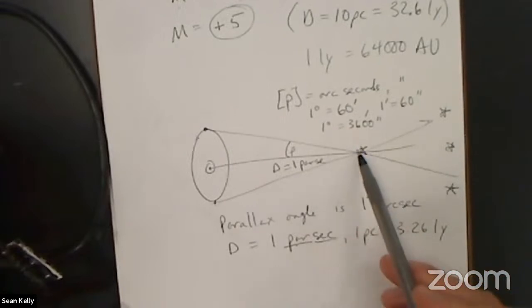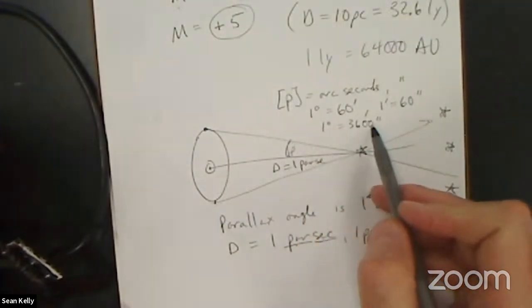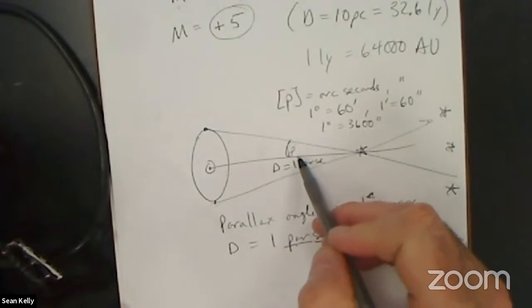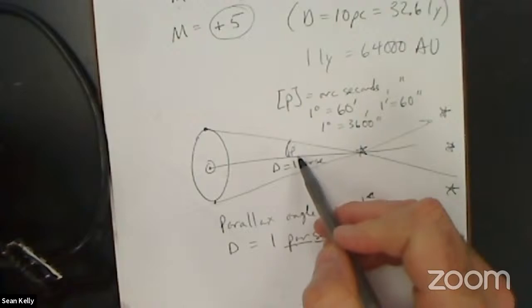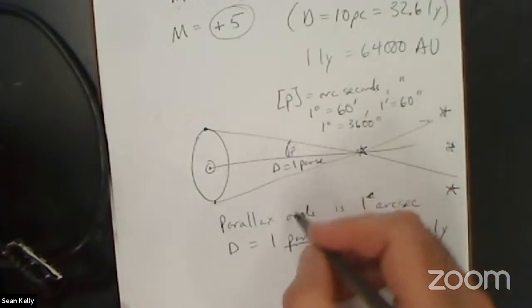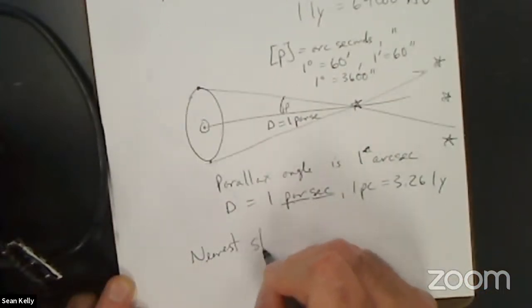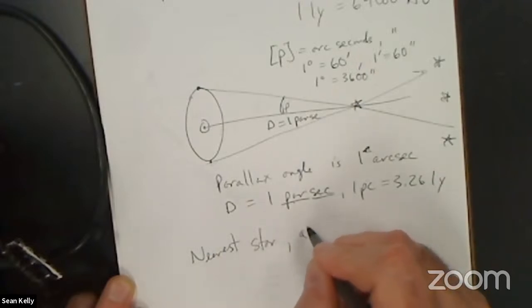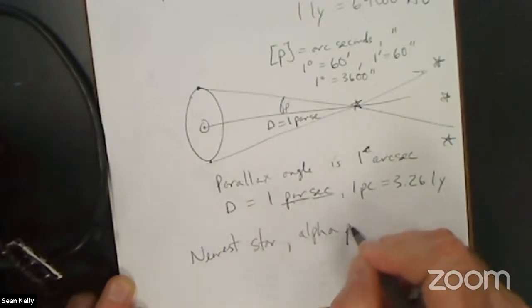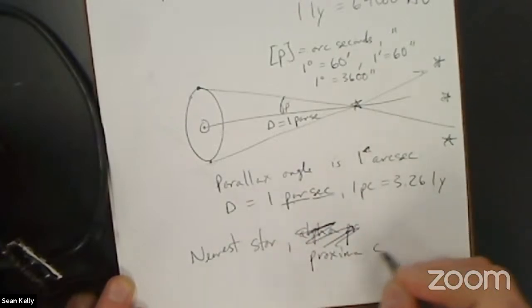Okay. Now, if a star was 1 parsec from us, then the parallax angle we would measure is 1 arc second. If it was closer, what would happen to the angle, right? And the answer is the closer it is, the bigger the angle. You'd get it bigger than 1 arc second. But it turns out that the nearest star is called, actually, I'd like you to know this, it's called Alpha Proxima. Actually, I'm wrong. Sorry. It's called Proxima Centauri.